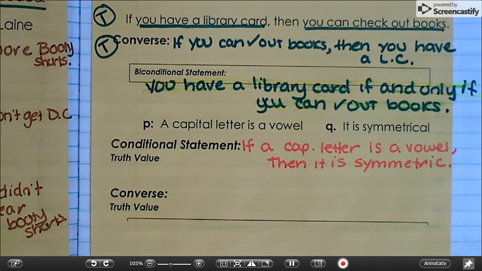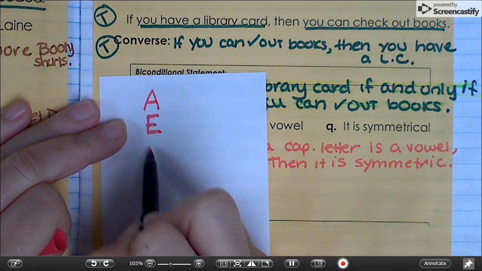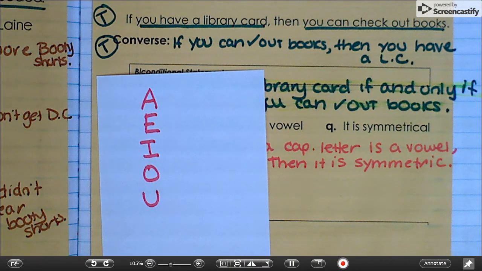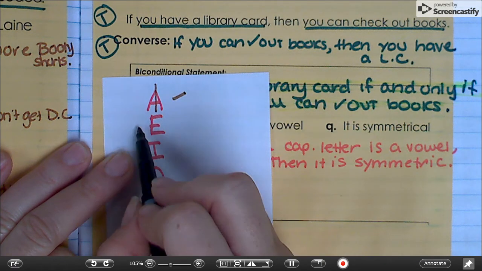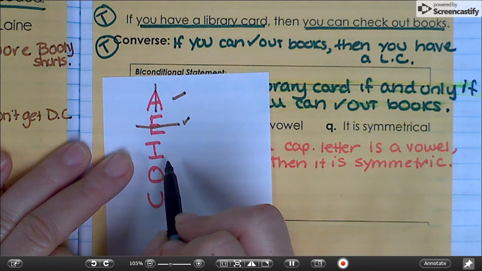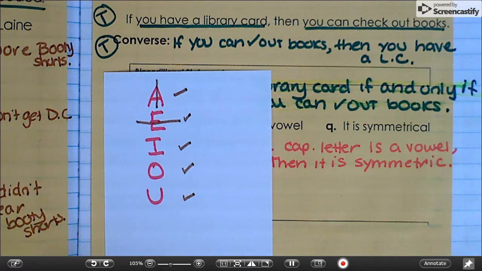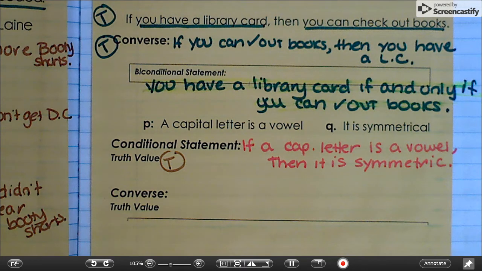Obviously, in order to determine true or false, you need to know what symmetric actually means. I hope that you remember that symmetric means you can literally fold it in half. Well, let's look at the vowels, capital vowels. A, E, I, O, U. And I know people say Y and W, but we're just going to go with these. A is symmetric because we can fold it in half that way. E is symmetric because we can fold it in half that way. I, you can go either way. O, anyway. And U, you can fold in half. So yes, it's true that if a capital letter is a vowel, then it is symmetric.